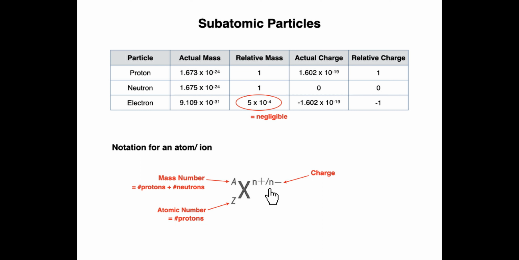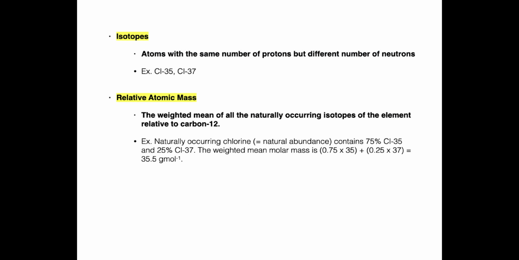N, the charge, will be set as 0 for neutral atoms. However, when one or more electrons are lost, the atom will become a positive ion, and when one or more electrons are gained, the atom will become a negative ion.